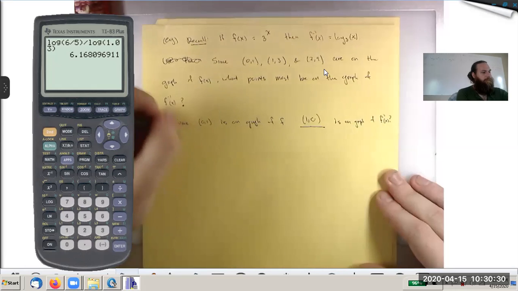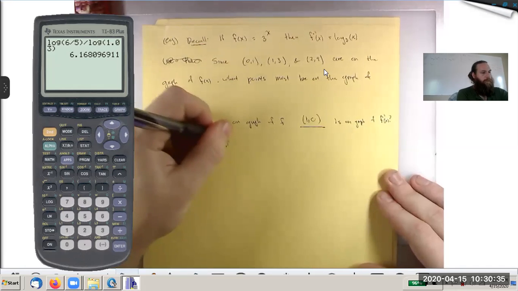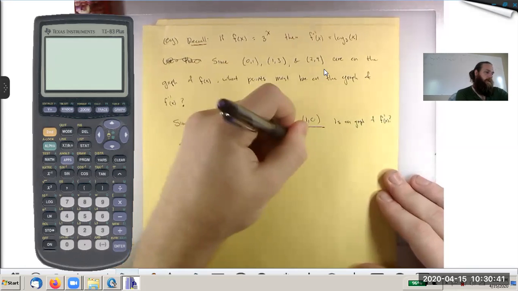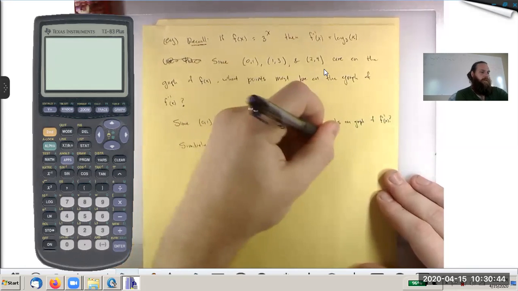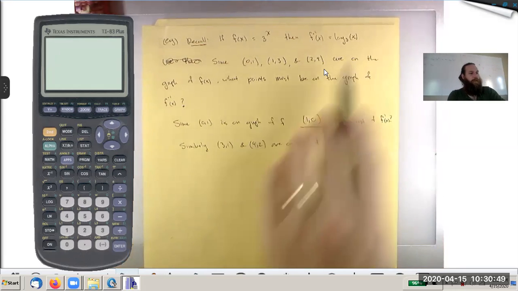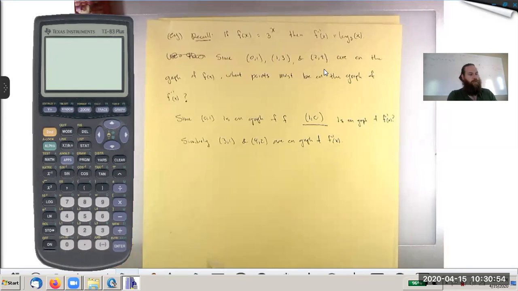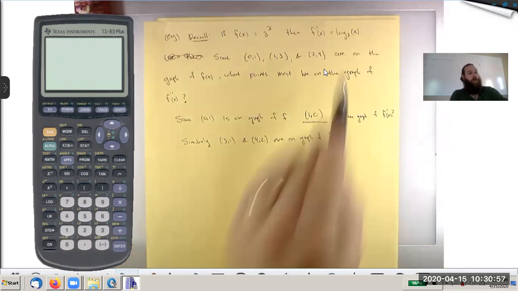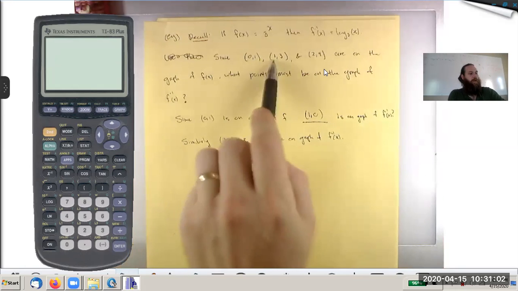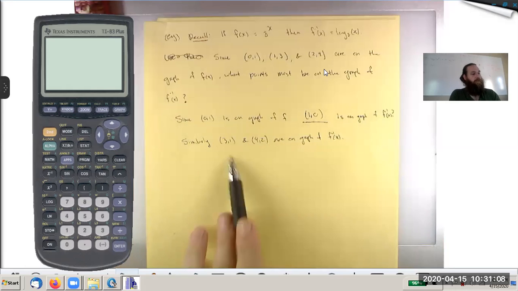And similarly, (3, 1) and (9, 2) are on the graph of f inverse of x. And you could check that the base 3 log of 3 is 1, that the base 3 log of 9 is 2, that this all works out. So I could have omitted this bit of information at the top and just said, if (0, 1), (1, 3), and (2, 9) are on the graph of f, what points must be on the graph of f inverse? And we could still come up with (1, 0), (3, 1), and (9, 2).